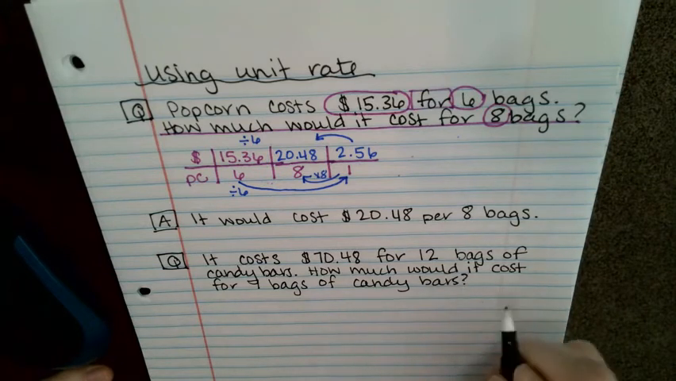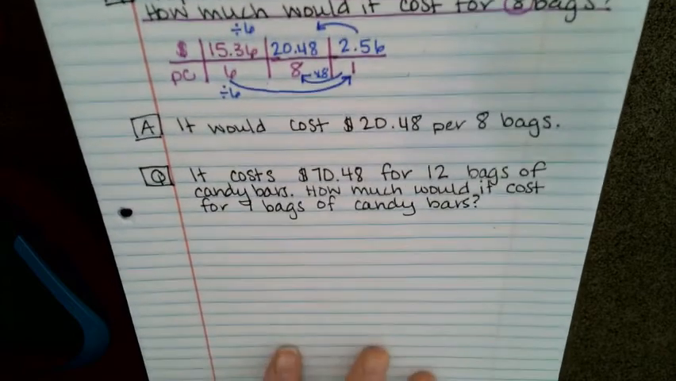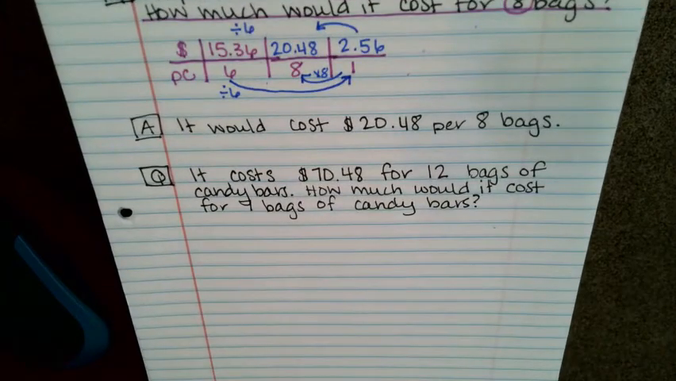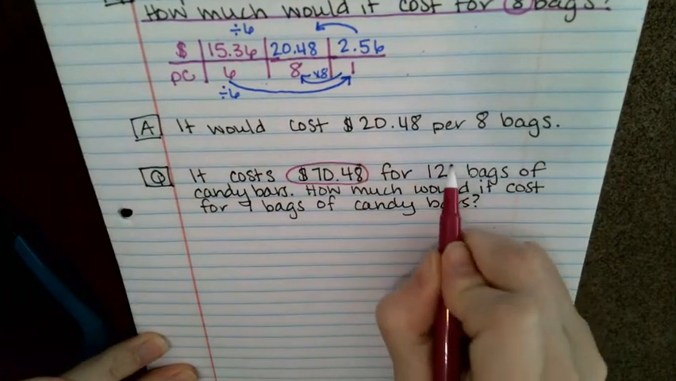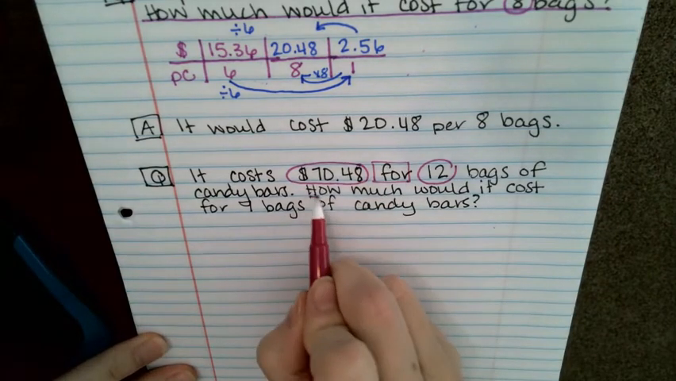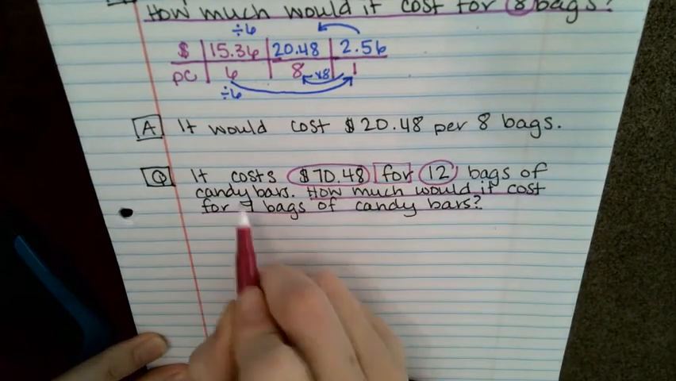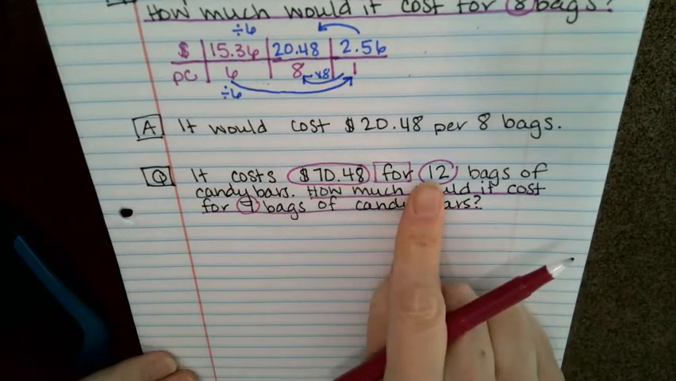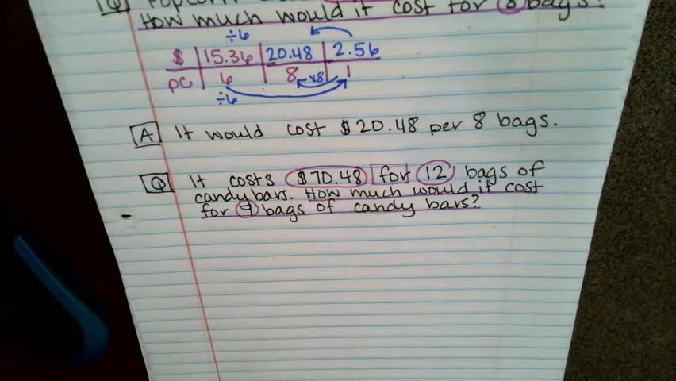Okay, that's a lot to write, so push pause if you need to. So, it costs $70.48 for 12 bags of candy bars. How much would it cost? I always like to underline my question, for 7 bags of candy bars. So I know how much it costs for 12 bags, and I want to figure out how much it costs for 7 bags. And so I know that I'm going to have to find the unit rate first, okay? So let's take a look at what that would look like.